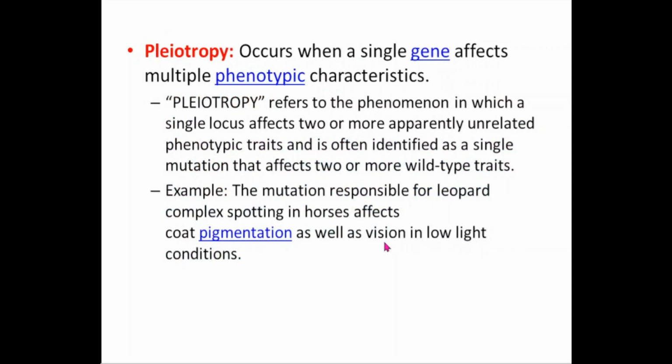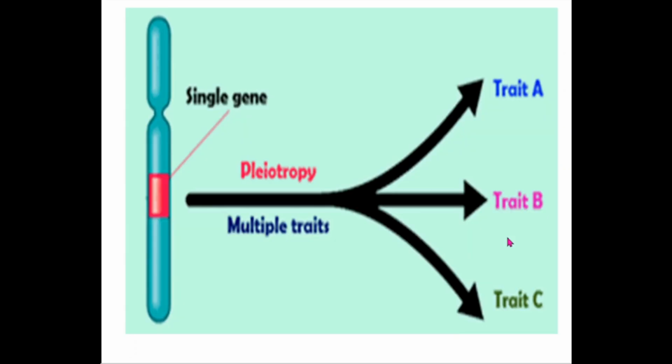What is pleiotropy? This occurs when a single gene affects multiple phenotypic characteristics. Pleiotropy refers to the phenomenon in which a single locus affects two or more apparently unrelated phenotypic traits, often identified as a single mutation that affects two or more wild-type traits. For example, the mutation responsible for leopard complex spotting in horses affects coat pigmentation as well as vision in low light conditions. This is pleiotropy, a very important example.